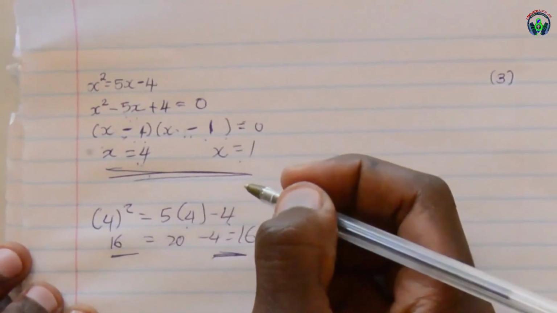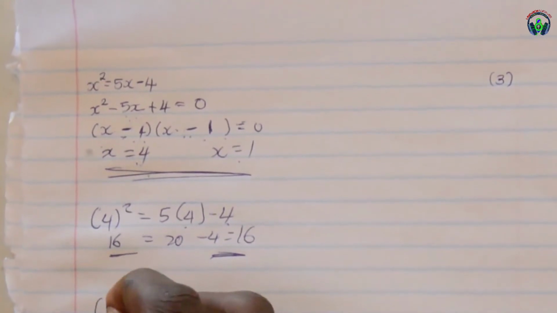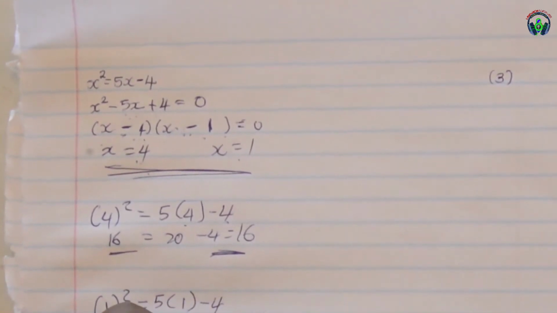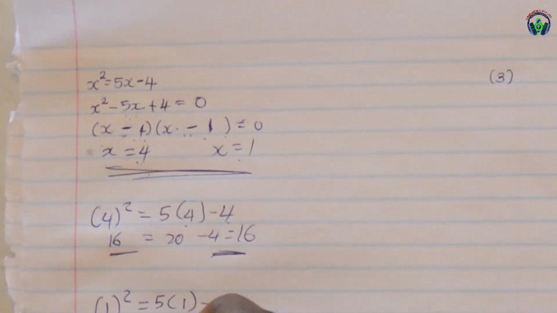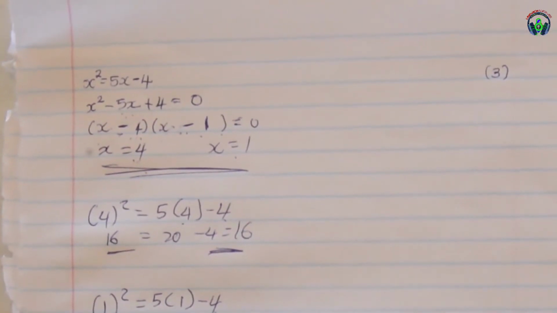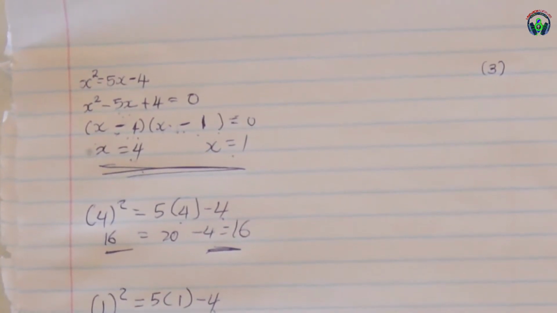Let's test for x equals 1. It becomes 1 squared equals 5 into 1 minus 4. 1 squared is 1. 5 times 1 is 5 minus 4. It becomes 1. So consequently, the numbers on the left hand side of the equal sign equal the numbers on the right hand side of the equal sign. Therefore, x equals 1 is also correct.